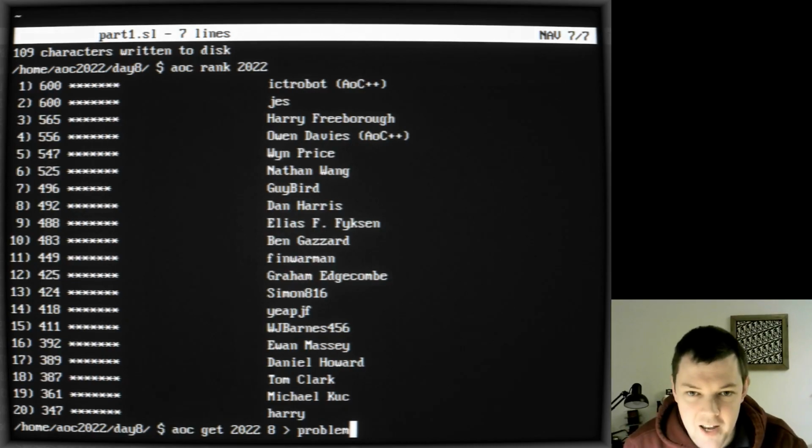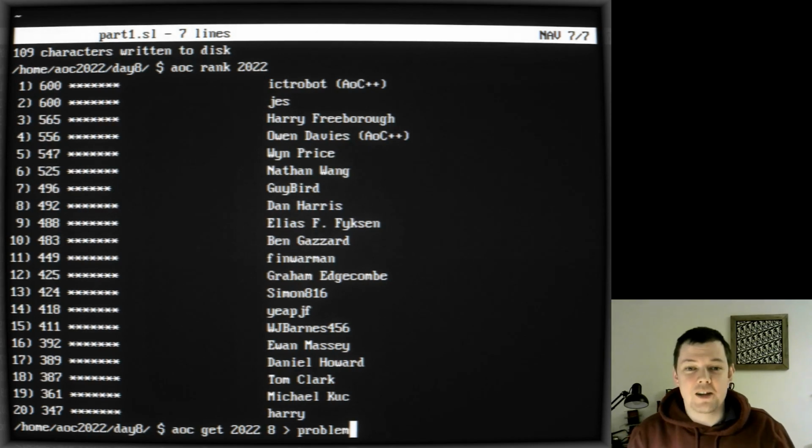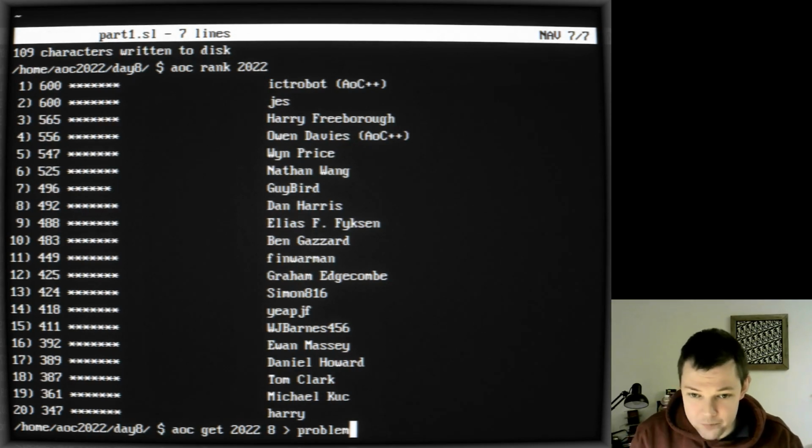Morning, we're back for day 8, and in a remarkable turn of events, Ictrabot and I are equal on points after yesterday's problem.